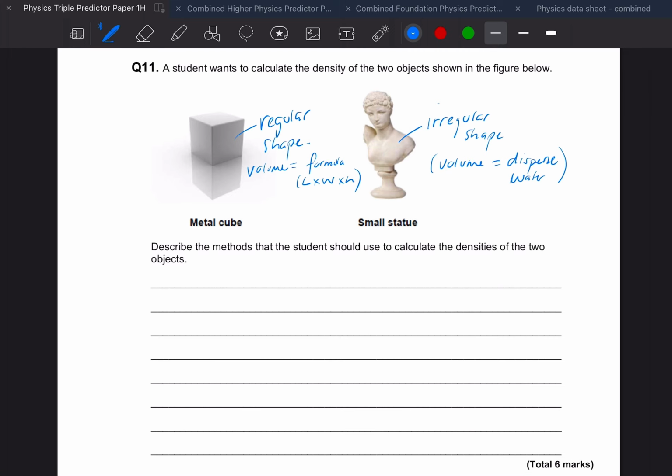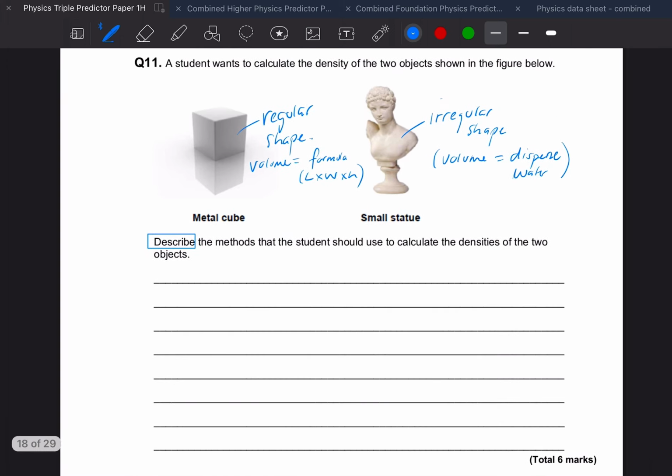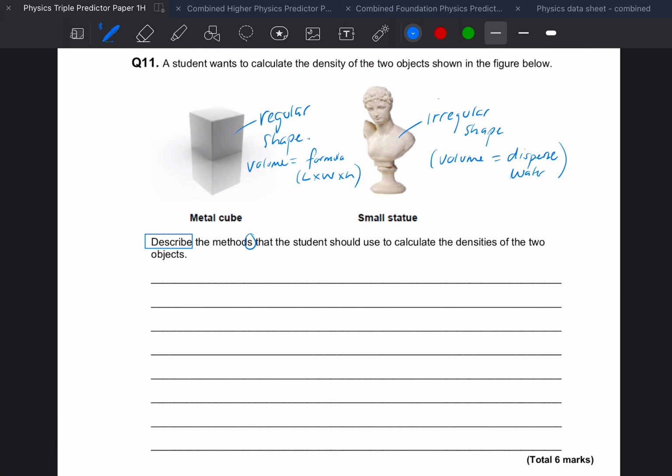All right, bit of a brief plan. So describe. So we don't need to explain anything. We just need to say what we're going to do. Describe the methods, two methods, and the students should use to calculate the densities of the two objects. All right, so let's start with the metal cube.